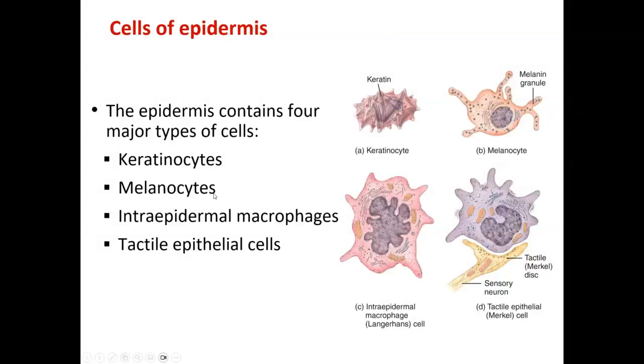But other cells in the epidermis, melanocytes. These are in the bottom layer of the epidermis, and they produce melanin, which is a brown pigment, brown color that we have in our skin. Some people have more than others. So the melanocytes add melanin to the keratinocytes to make them darker.